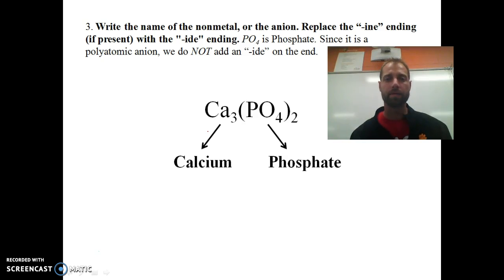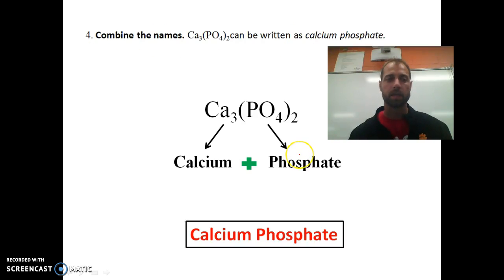Next, we write the name of the nonmetal or the anion. Replace the -ine ending, if present, with -ide. PO4 stands for phosphate. Since it is a polyatomic anion, we do not add the -ide ending on the end. Finally, we combine the names. Ca3PO4 can be written as calcium phosphate.